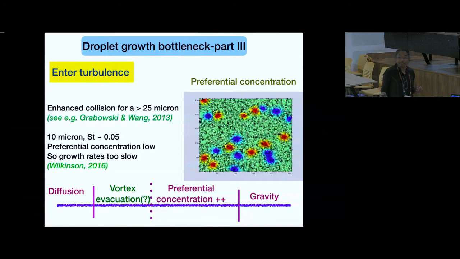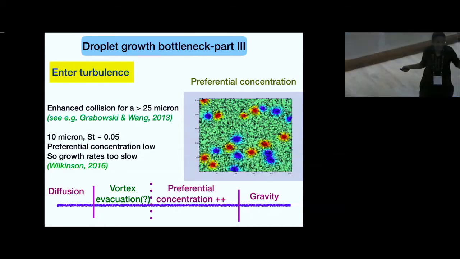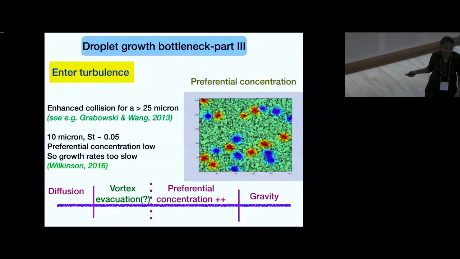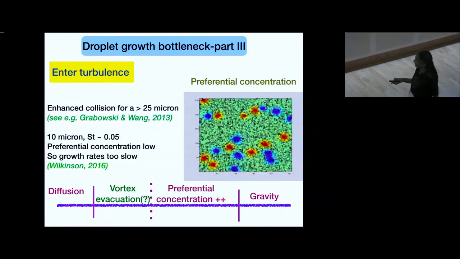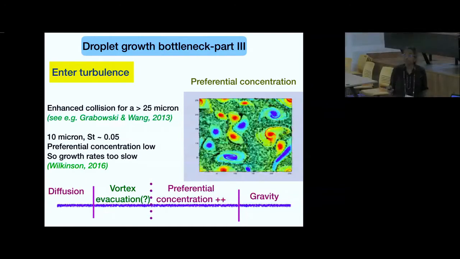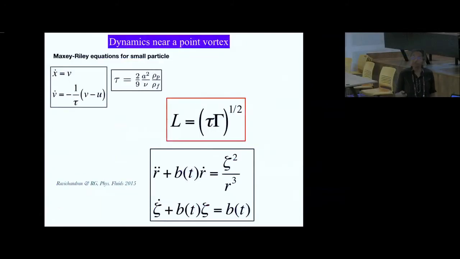We are proposing vortex evacuation as a mechanism. We've shown it analytically, and we've shown it in 2D simulations, and we are in the process of looking at it in 3D simulations, which is why I've put a question mark there. Even the 3D simulations that we are doing are nowhere near a cloud Reynolds number, so that's why I put a question mark there. And what is vortex evacuation? We are looking at a point vortex. Let's start by looking at a point vortex and write down the dynamics analytically.